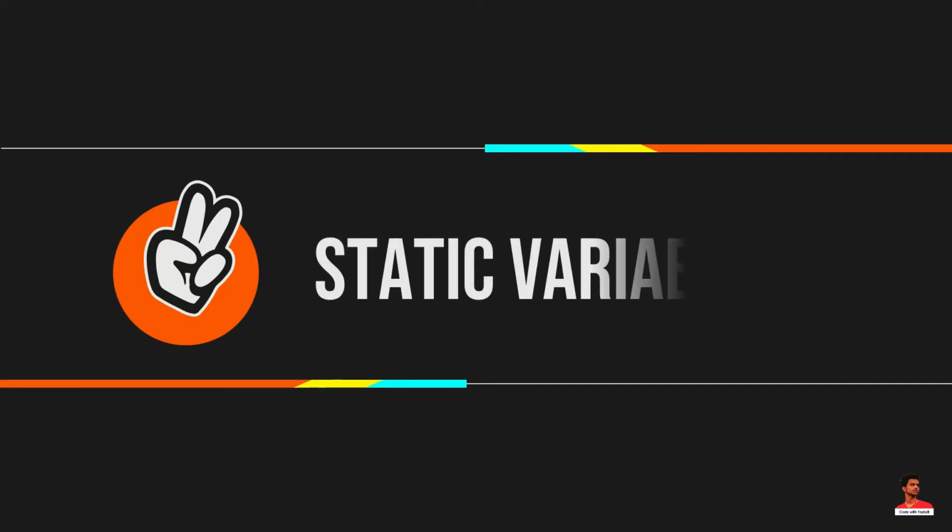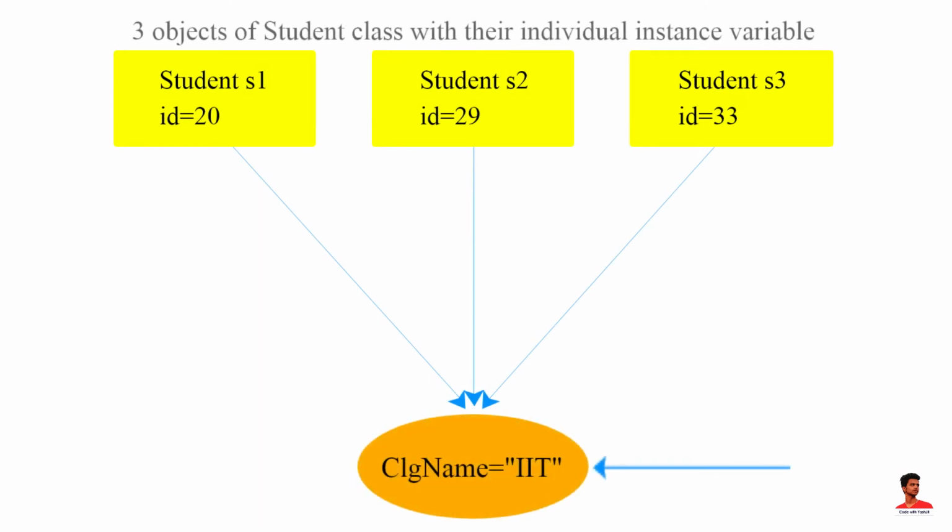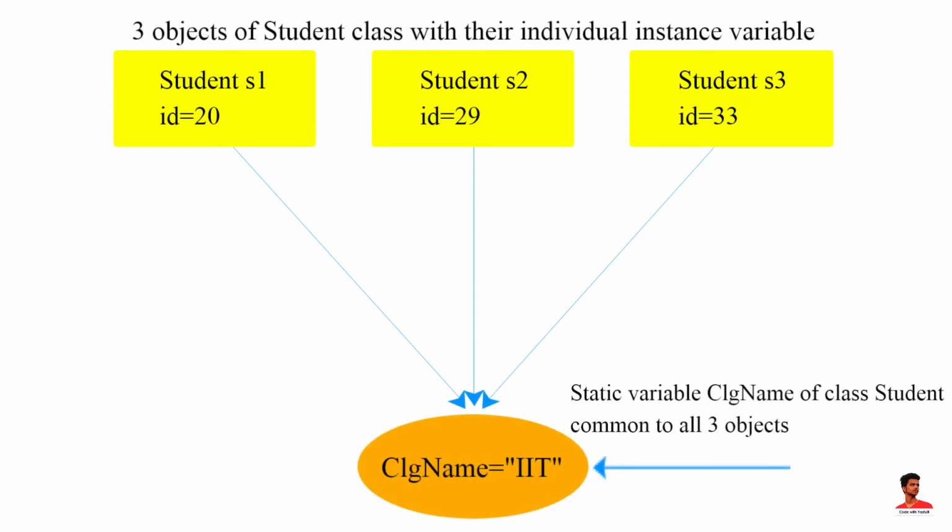If you declare any variable as static, it is known as a static variable. The static variable can be used to refer to the common property of all objects. The static variable gets memory only once in the class area at the time of class loading.